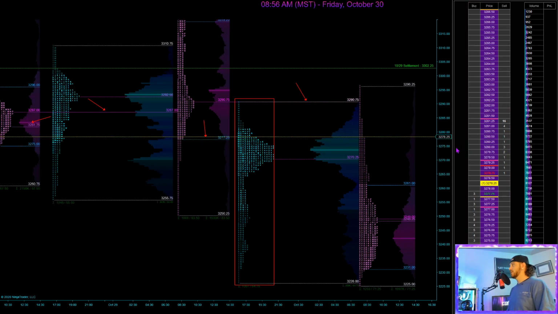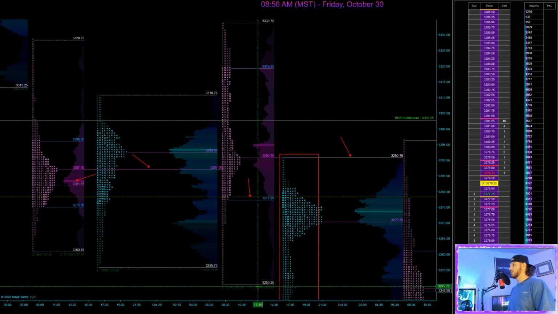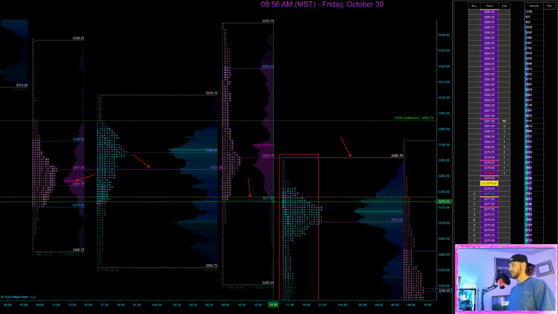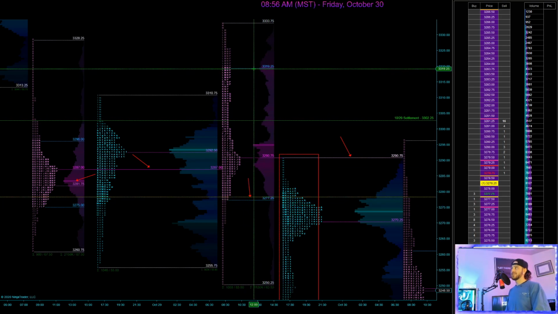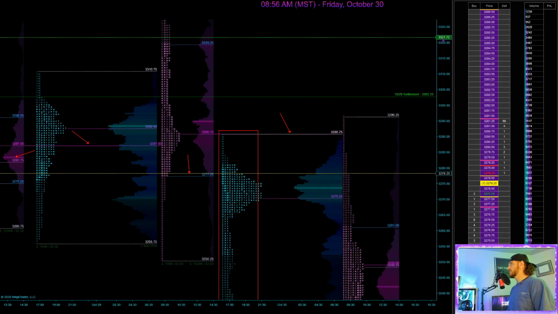So if I zoom in a little bit, pull down yesterday's profile, you can see we had quite the range. We had an 83-point range yesterday. Our value area low was at 32.7725. Our value area high was at 33.1925. And these levels act like dominoes. That's how I treat them.